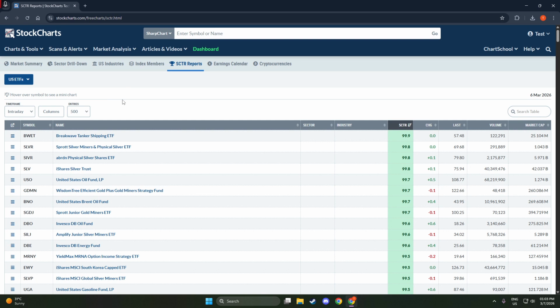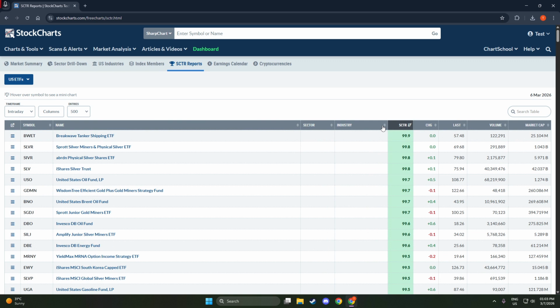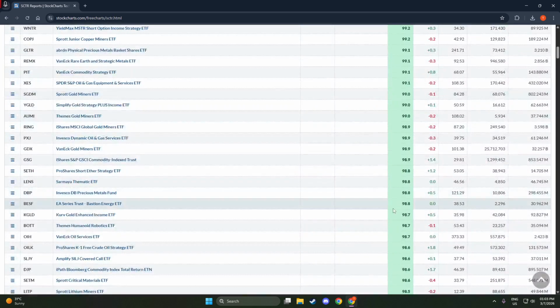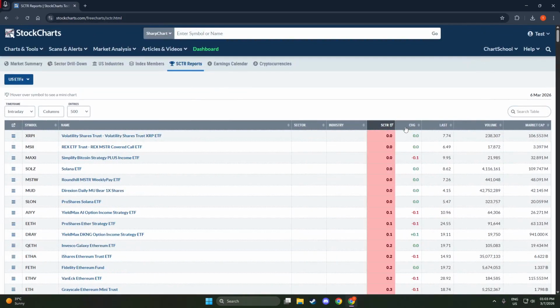Next, sort by SCTR. Click the SCTR column header to rank the list. Sorting from highest to lowest brings the strongest names to the top. Reversing it surfaces the weakest. Use descending order to find leadership. Use ascending to hunt for potential laggards that may interest contrarian strategies.